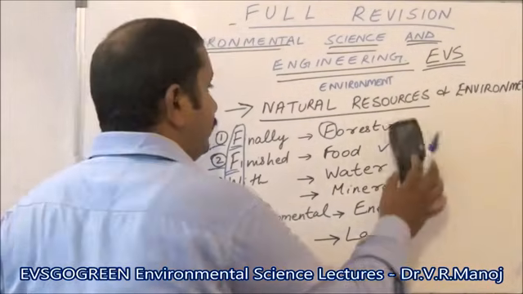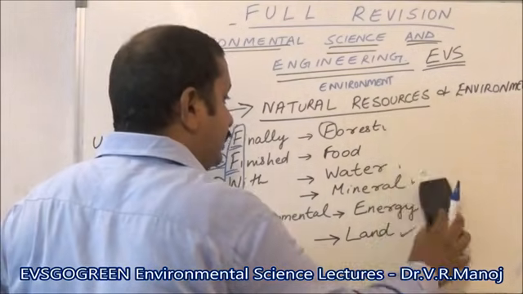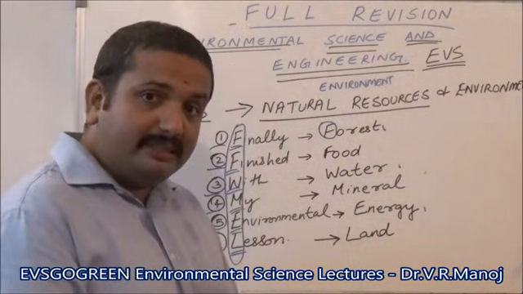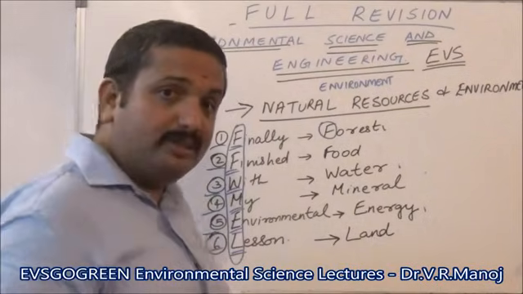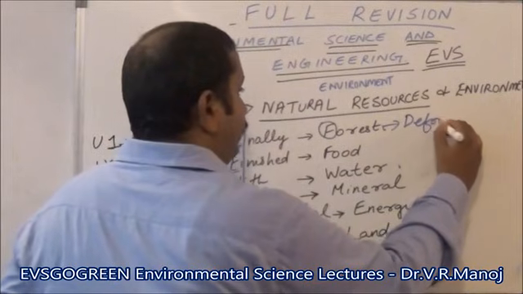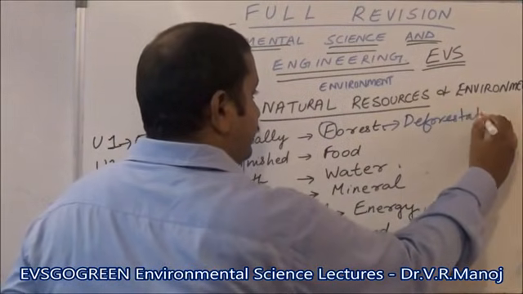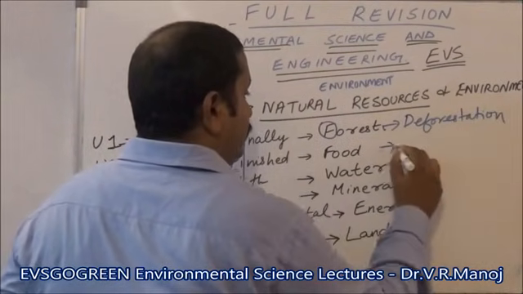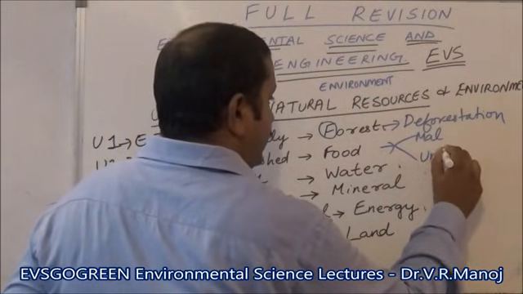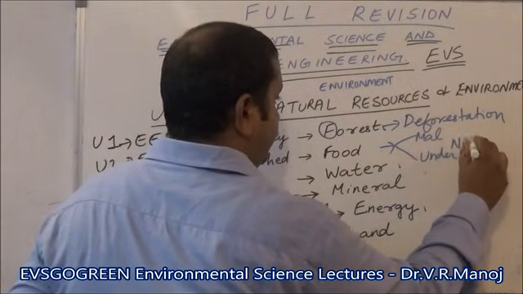And within that, there are certain things that you should remember. There are specific keywords associated with each particular resource. For example, with forest, you have deforestation. For food, you have 2 things, malnutrition and undernutrition.